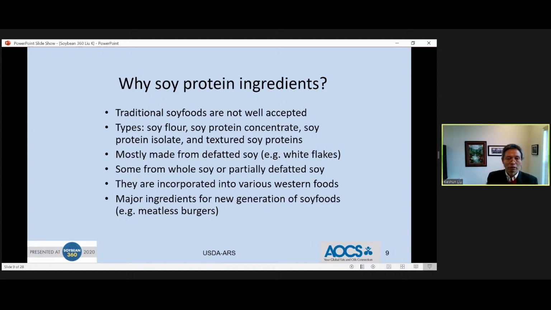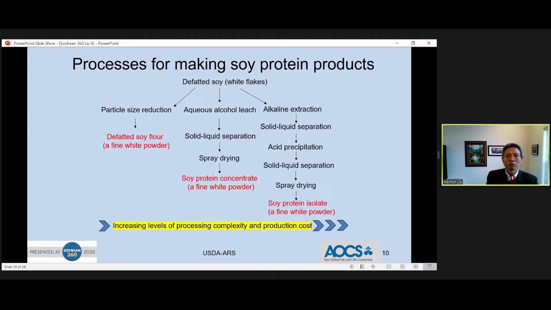So soy protein ingredients are a major ingredient for what we call new generation soy foods, including the meat analog, or meatless burger, or meatless steak, whatever. This chart shows how these three major soy protein products are made.